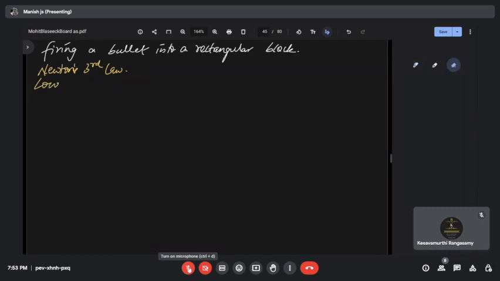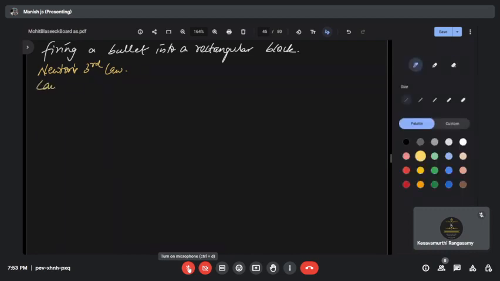Okay, so I'll just write it here. It's the law of conservation of momentum. So what do you understand by the law of conservation of momentum? It tells you that the total momentum of the system before collision is equal to the total momentum of the system after collision. So the momentum before firing is equal to the momentum after firing. That's the idea.